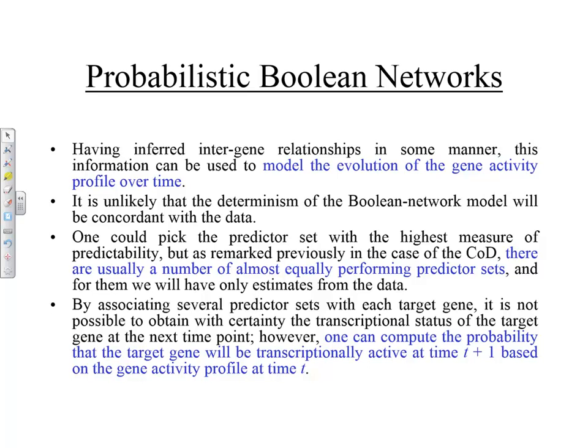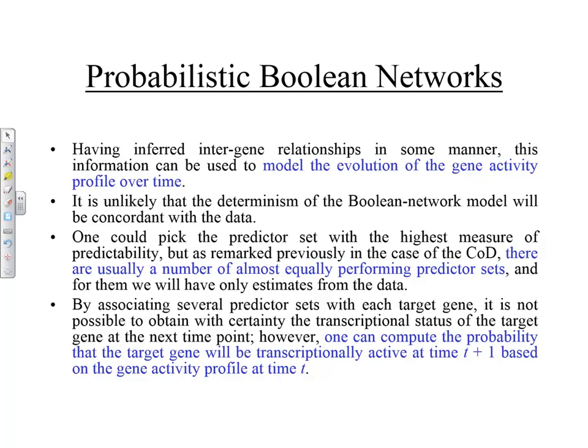So one could pick the predictor set with the highest measure of predictability, but as remarked previously in the case of the COD, there are usually a number of almost equally performing predictor sets, and for them we will have only estimates from the data. So by associating several predictor sets with each target gene, it is not possible to obtain with certainty the transcriptional status of the target gene at the next time point, because one set of predictors might say it's 1, another set might say it's 0, and so on. So you don't know for sure.